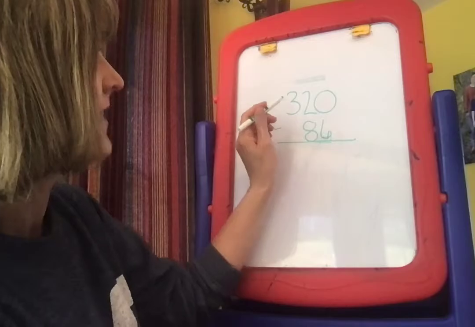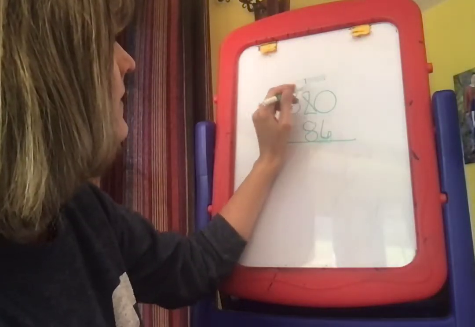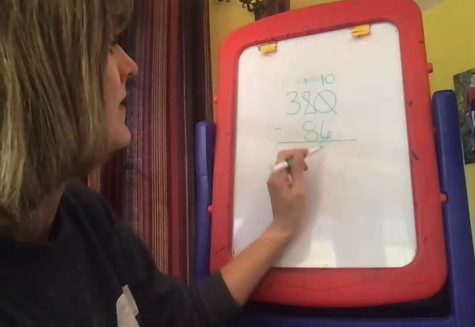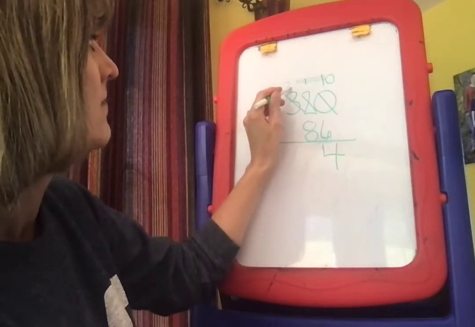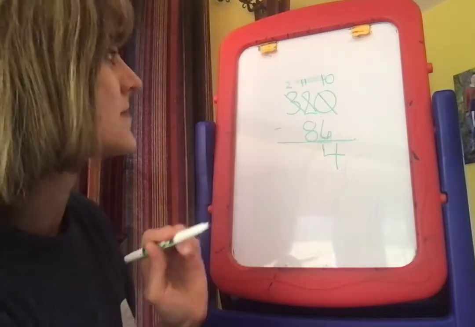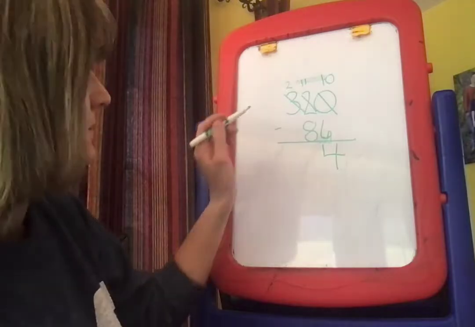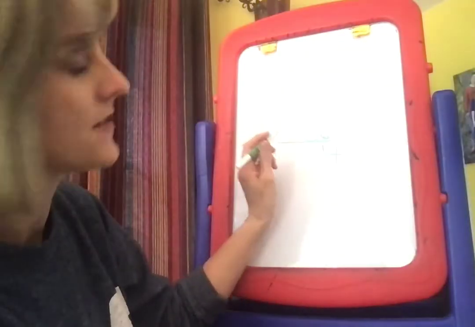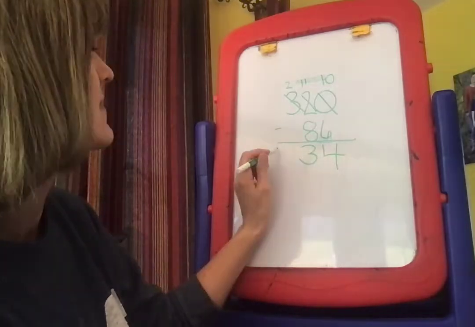Okay, now we subtract. We're going to have to borrow, aren't we? So the 2 becomes a 1. This becomes a 10. 10 minus 6 is 4. Borrow from the 3, make it a 2. This becomes an 11. 11 minus 8 is what? 3. Good. And then 2 minus 0 is 2.